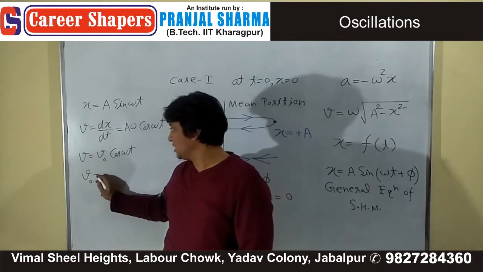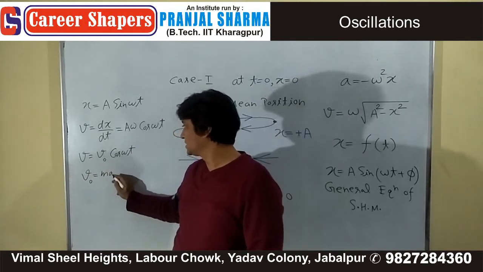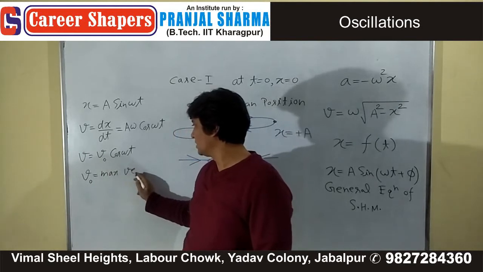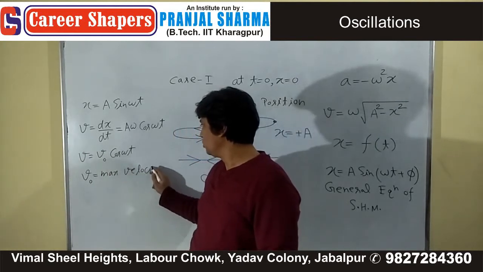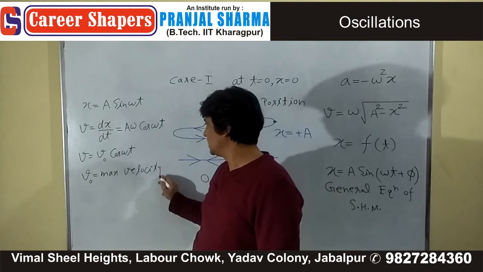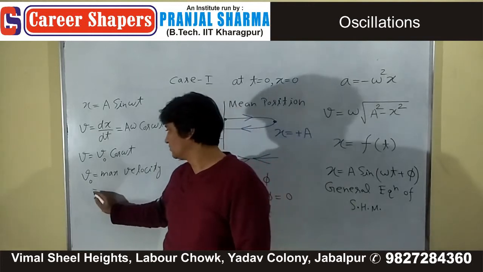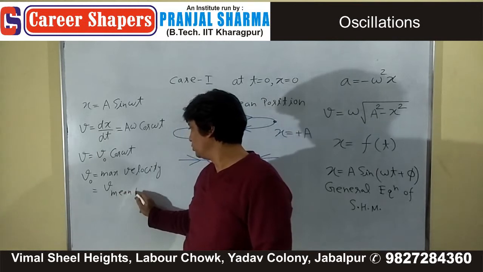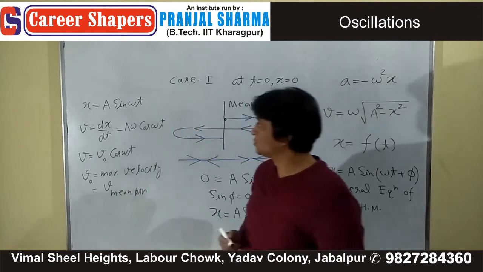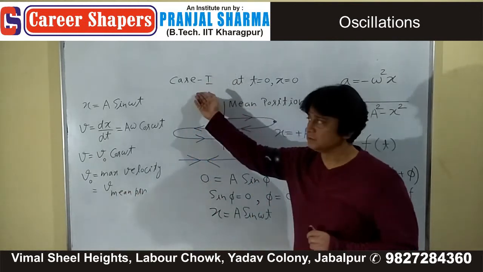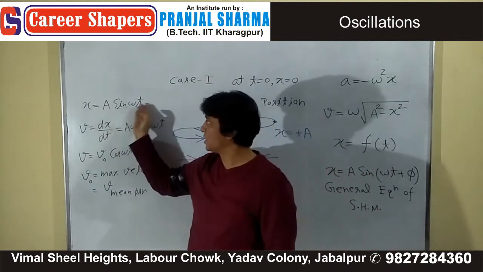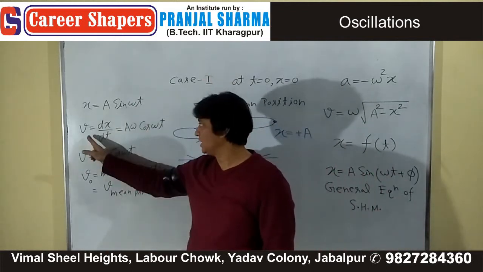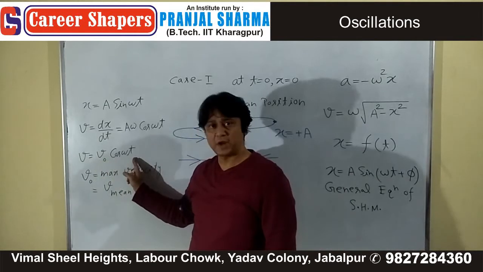What is V naught? V naught is maximum velocity. And you know that maximum velocity is found at mean position. So for case one, what is x? A sine omega t. What is v? V naught cos omega t.